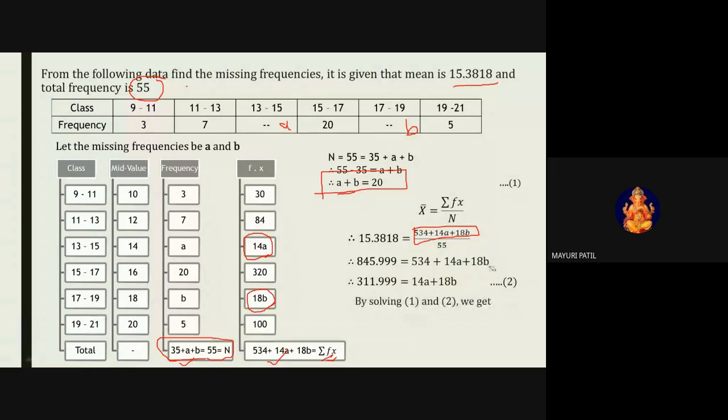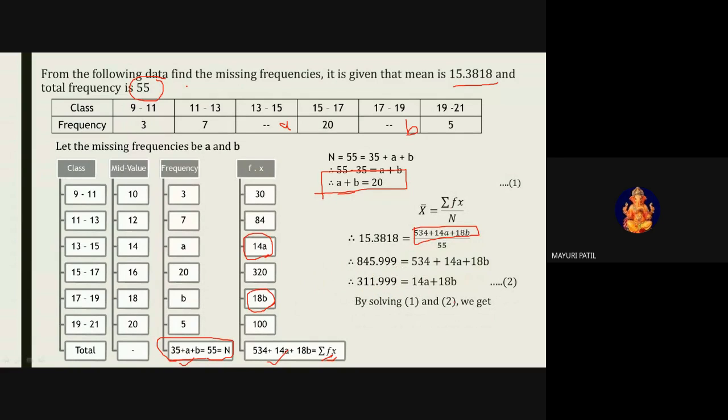Now remember, you can take it as 312 also. Why 312? It is 0.999, so it is near about 1. So you can take it as 312. So the equation becomes 14a plus 18b is equal to 312.